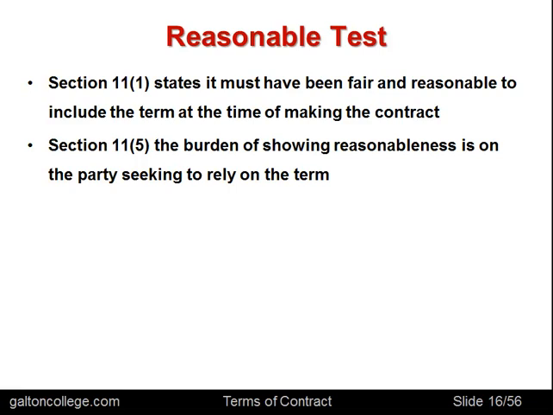Section 11.5. The burden of showing reasonableness is on the party seeking to rely on the term. So if one of the parties to the contract litigates, goes to law over some issue on the contract, and are relying on the argument that the term was not reasonable, then they must seek to justify that. And if a party is relying on the term being reasonable, they must show why it's reasonable.